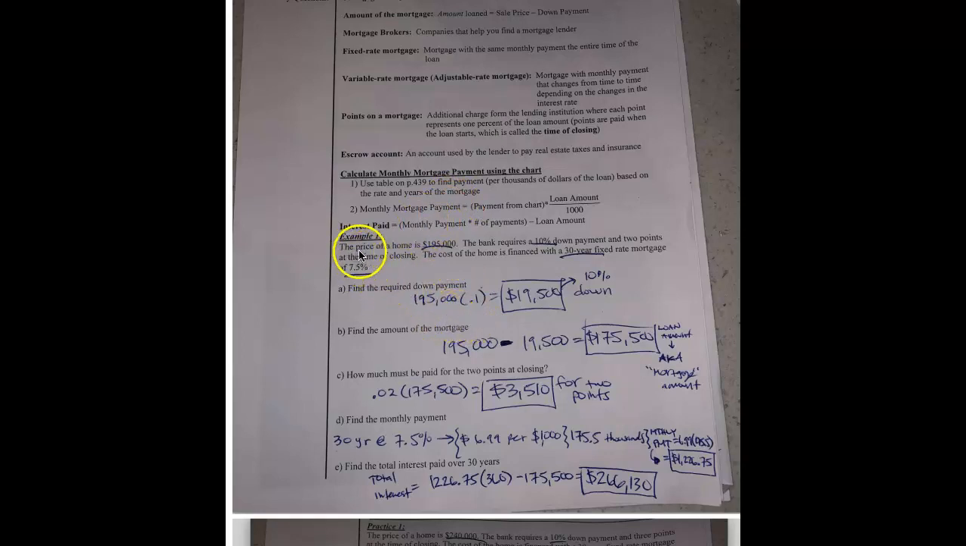So let's read example 1. The price of a home is $195,000. The bank requires a 10% down payment and 2 points at the time of closing. The cost of the home is financed with a 30-year fixed rate mortgage, 7.5%.